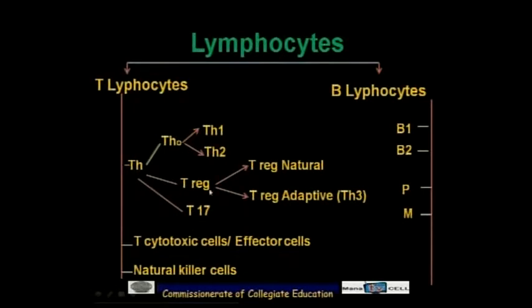and as well as these T helper cells undergo differentiation into T regulatory cells, and these T regulatory cells are of two types, natural T regulatory cells as well as adaptive T regulatory cells. These adaptive T regulatory cells are also called Th3 cells.